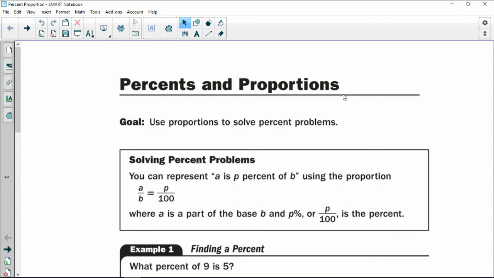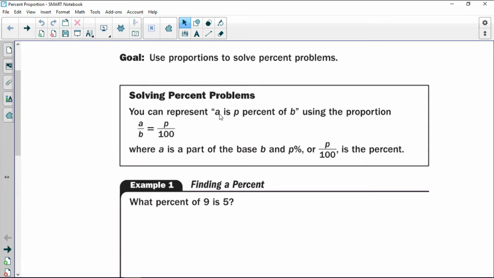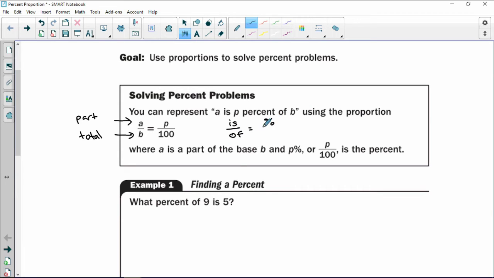Now that we've talked about proportions and you've practiced with proportions, it's time to look at how we can use proportions to solve problems with percents. You can represent a problem where A is P percent of B using the proportion A over B equals P over 100. Percent means out of 100. So A is a part of the base B. This is always the part on top out of the total on the bottom. Sometimes we say is over of equals percent over 100.